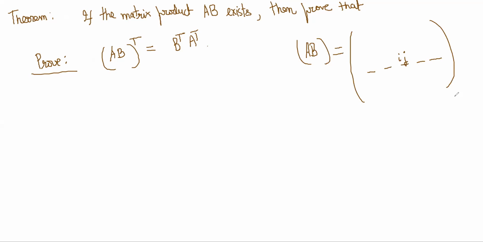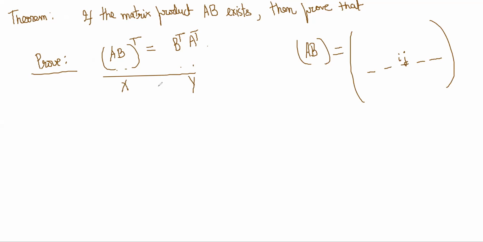Should I start with taking A as an m cross n type matrix, then B as some n cross something type? Think about when the matrix product is defined. You have to finally prove that these two matrices are equal, right? X and Y are equal, you have to prove, right?